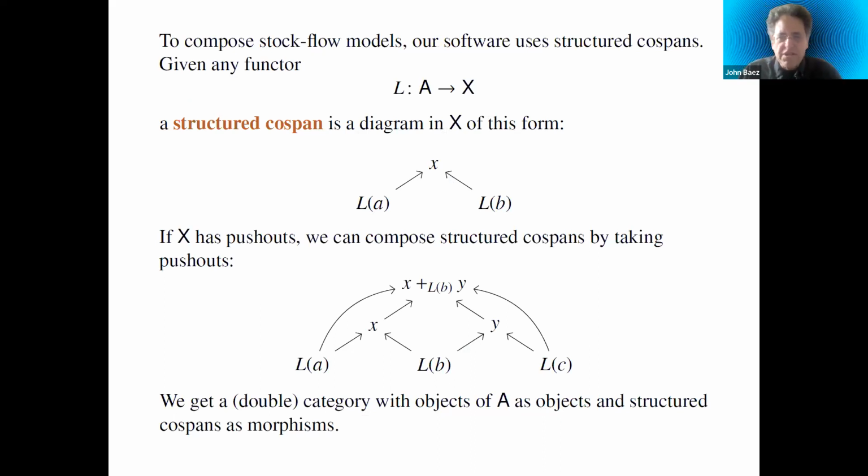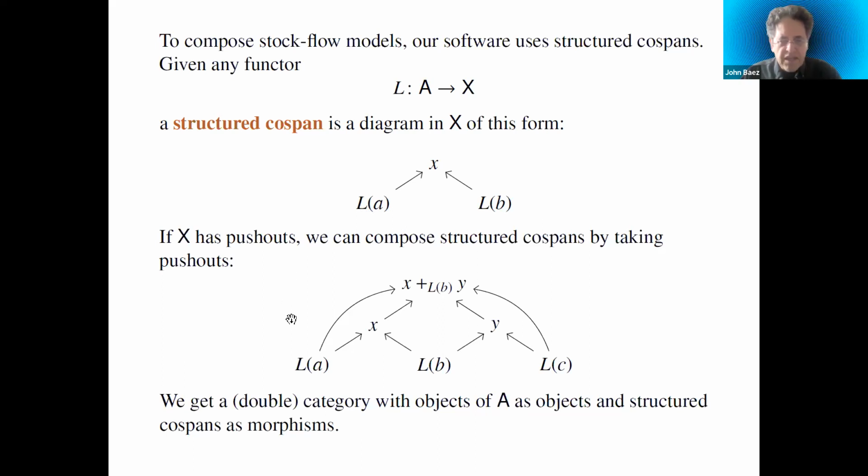Okay, so we want to compose StockFlow models. So to do that, our software uses structured cospans. So the idea of them is very simple. Many of you have heard of it, but given any functor between two different categories, a structured cospan is a diagram in the second category, which is a cospan shaped like this, where the feet are actually L of certain objects in the first category. So you think of a structured cospan as a kind of morphism going from the object A to the object B, but it's a diagram in the category X.